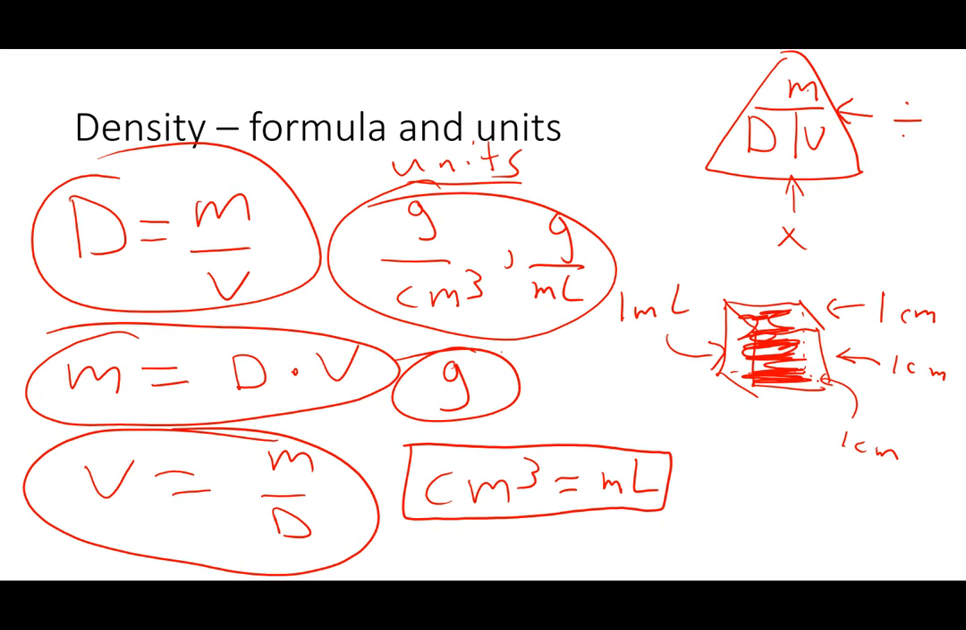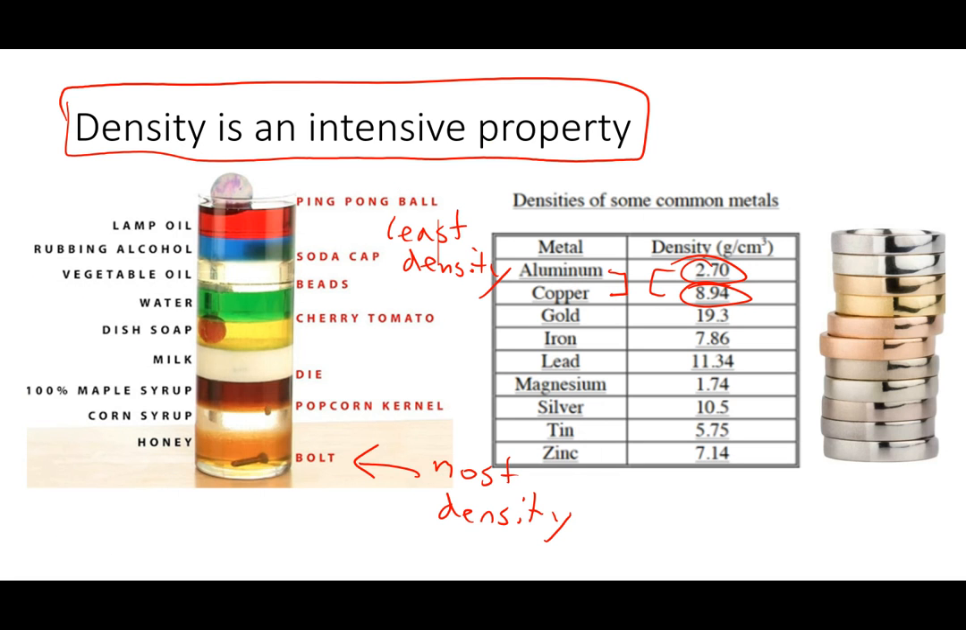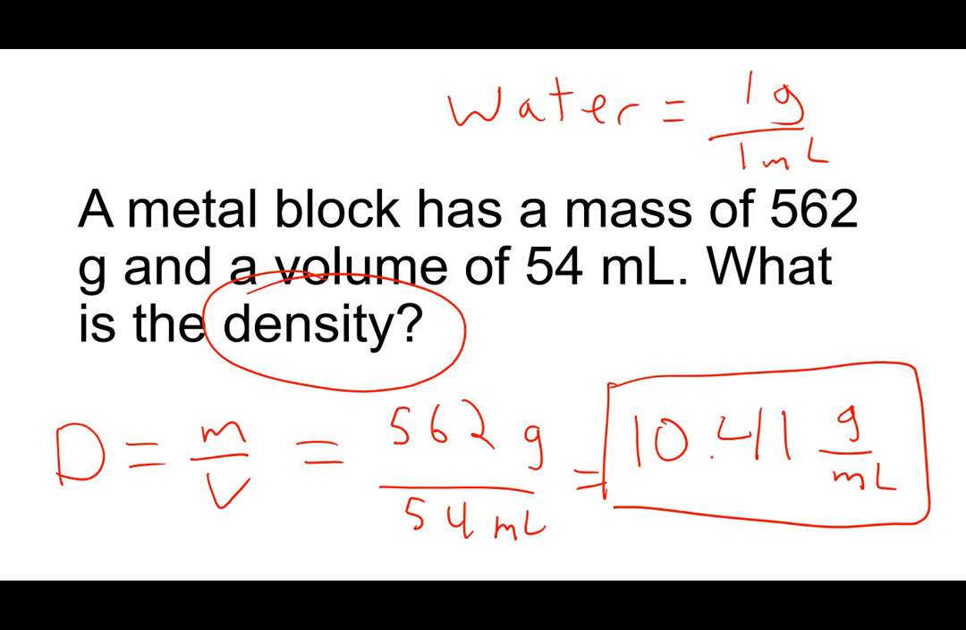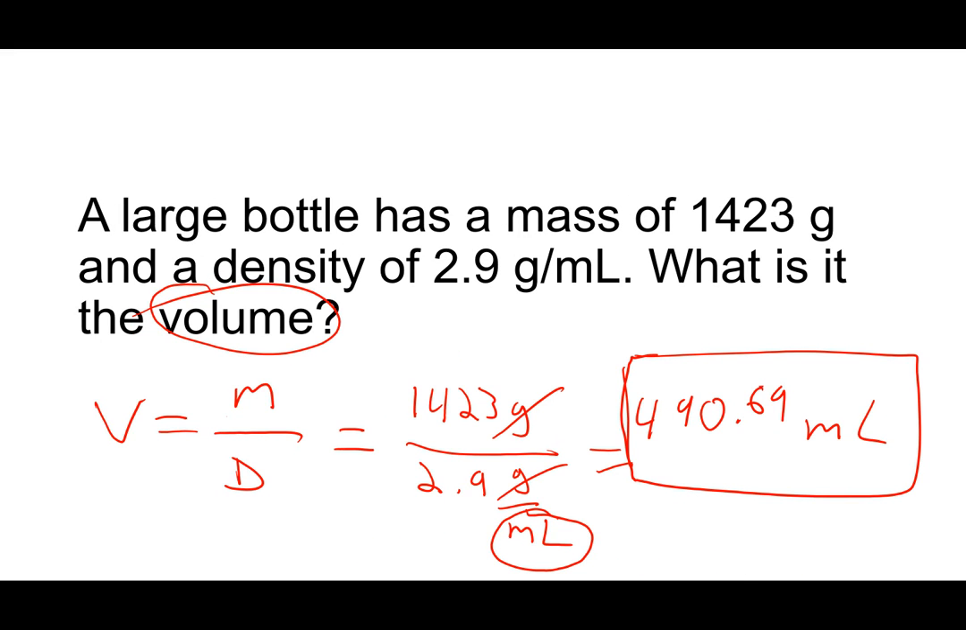And we went through examples. We talked about how 1 cubic centimeter is equal to 1 milliliter. We talked about how each substance has its own density, and least dense substances will float on top. Most dense substances will sink to the bottom. And we went through examples of calculations where we had to find density, mass, and volume. We plugged in what we needed and had the right unit as an outcome.